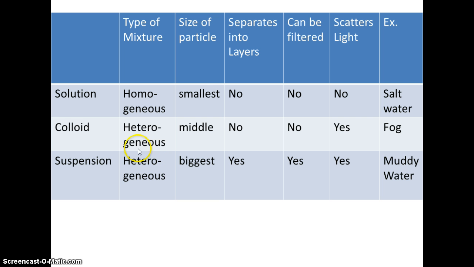The heterogeneous mixtures are your colloid and your suspension. So we've got colloid, which has the middle size of particles. This also does not separate into layers, and it can't be filtered, but it can scatter light. An example of this would be fog.